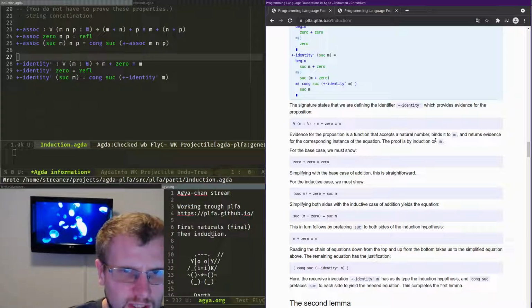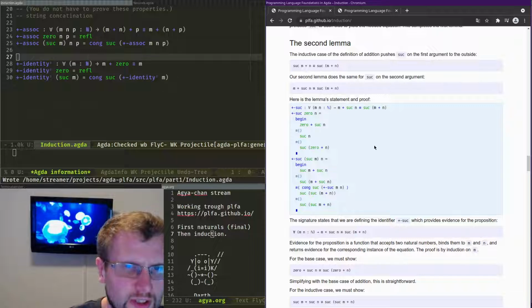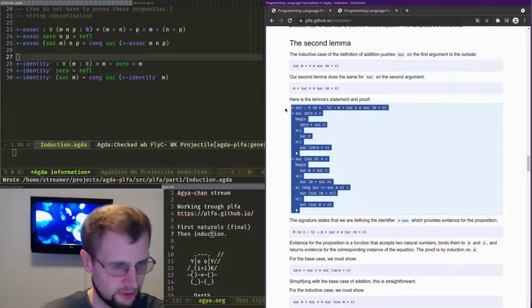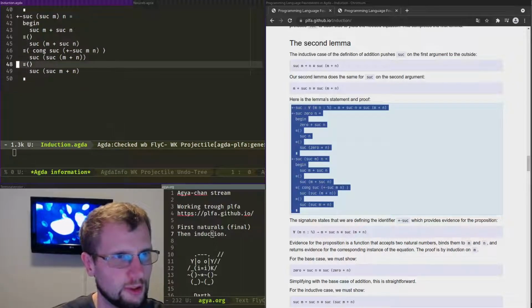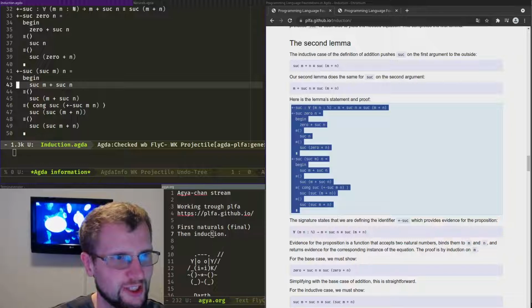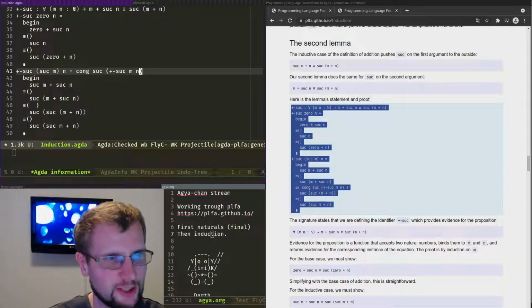The signature identifies the proposition, and the evidence is a function from natural numbers. First case, we show 0 plus 0. Yeah, it's identity, it's really not interesting. The inductive case for the definition of addition pushes suc on the first argument to the outside. I guess the first one is refl again, and the second one is cong. Let's just reduce it to its primitive form, because that feels so good. Just getting rid of all that crap.